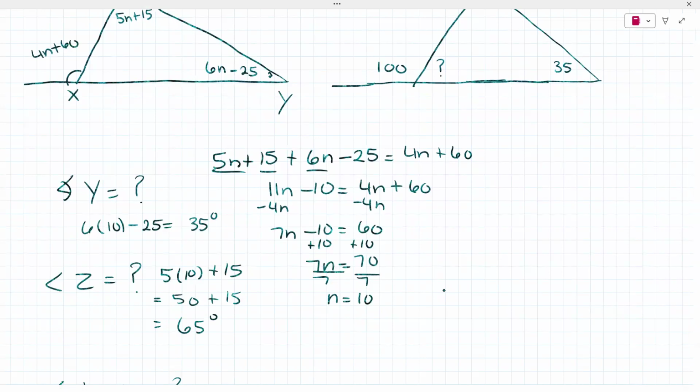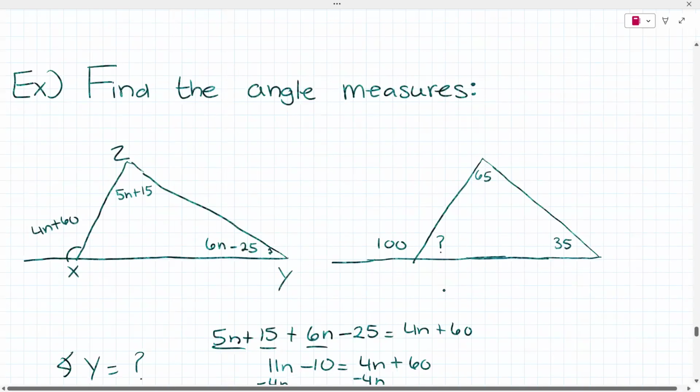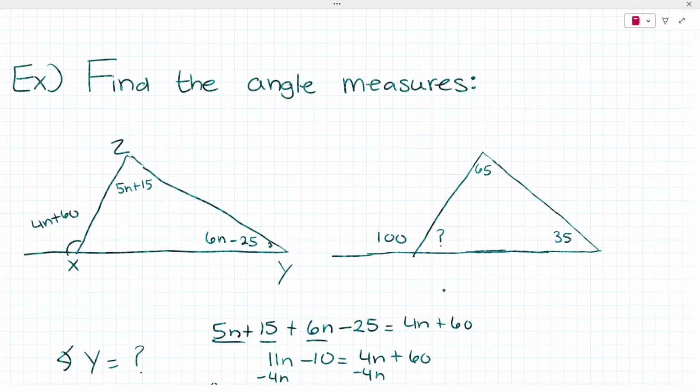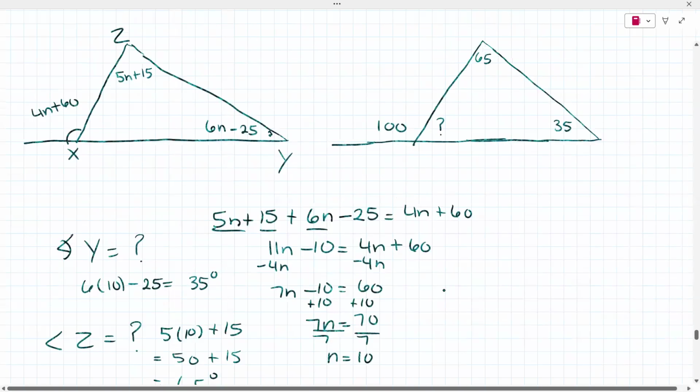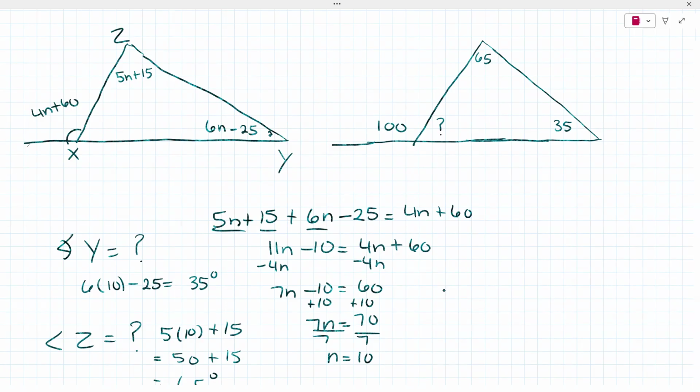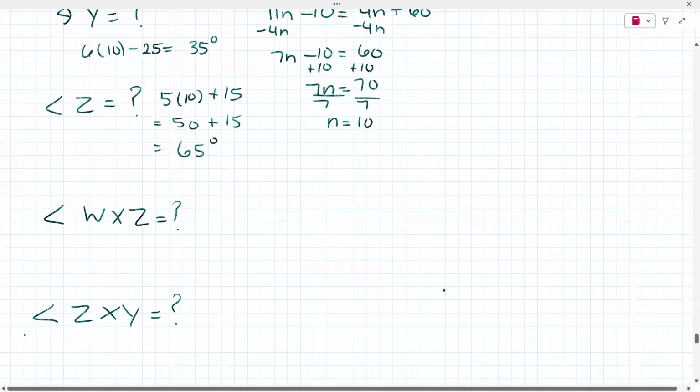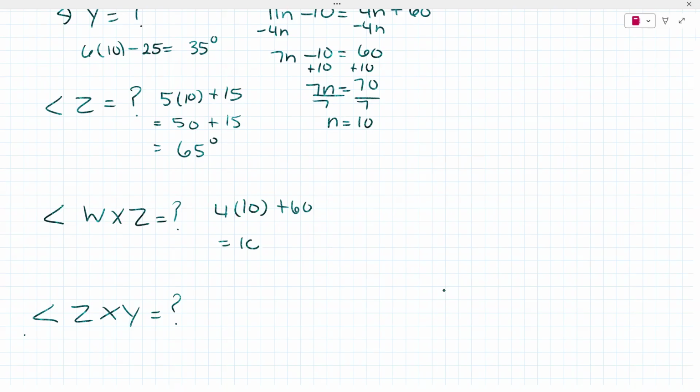What about angle WXZ? Where are you? WXZ. The reason why you can't figure out WXZ is because I didn't put a W here, right? WXZ is this angle. Yes, we can. It's 4n plus 60, so it's 4 times 10, plus 60, which is 100 degrees.